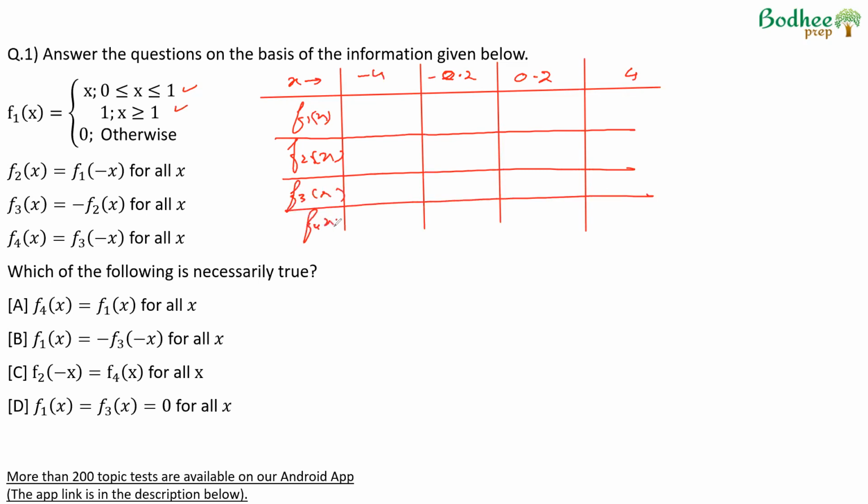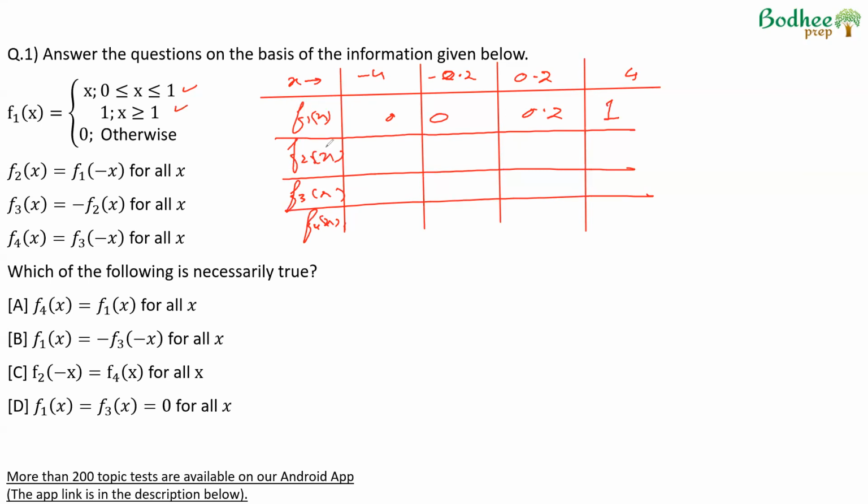These are the four functions that have been defined. Now f1(x) for negative values is 0. For a value between 0 and 1, it returns the value of x, so we get 0.2. And for a value greater than or equal to 1, it returns 1, so for 4 we get 1. These are the four possible outputs of f1(x).